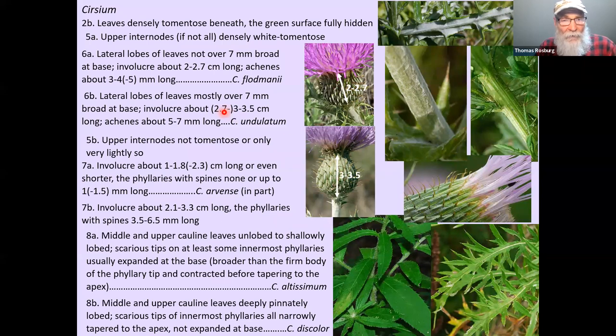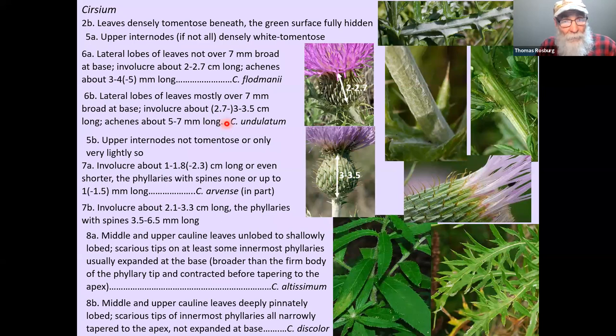This one does say that it can be as small as 2.7, which kind of matches there. But for the most part, again, it's a rare thing for it to be 2.7. So there's pretty much 0.3 centimeters that separates them. That's pretty good when you're dealing with something like this. I couldn't find pictures of the achenes, but if you have the achenes, that's probably even a better way. You just pull some achenes off and measure them. 3.4 over here to 5.7 over here. That would be pretty easy.